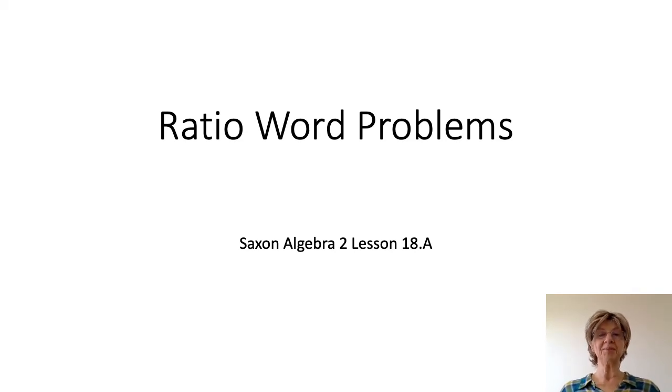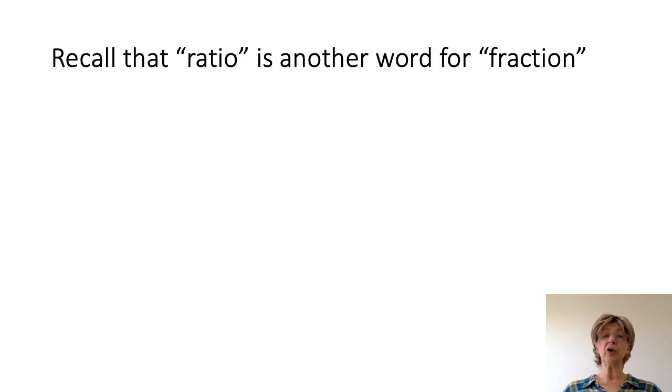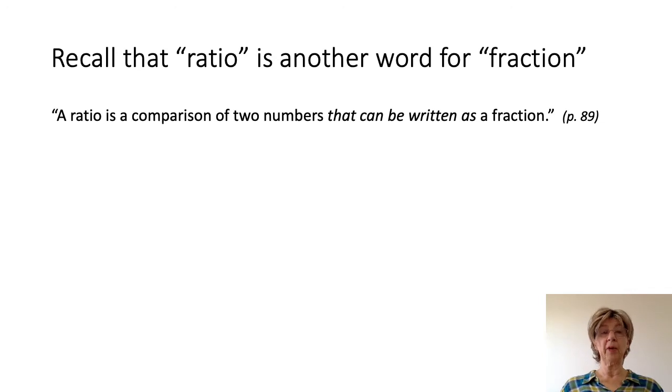Hello students, this is Saxon Algebra 2, Lesson 18.A, Ratio Word Problems. Recall that ratio is another word for fraction. A ratio is a comparison of two numbers that can be written as a fraction. That's on page 89 of our text.